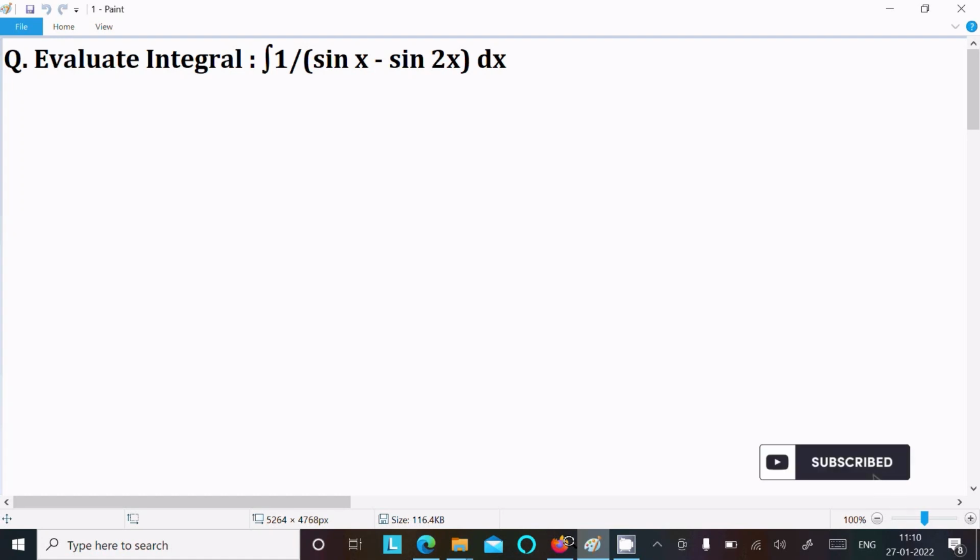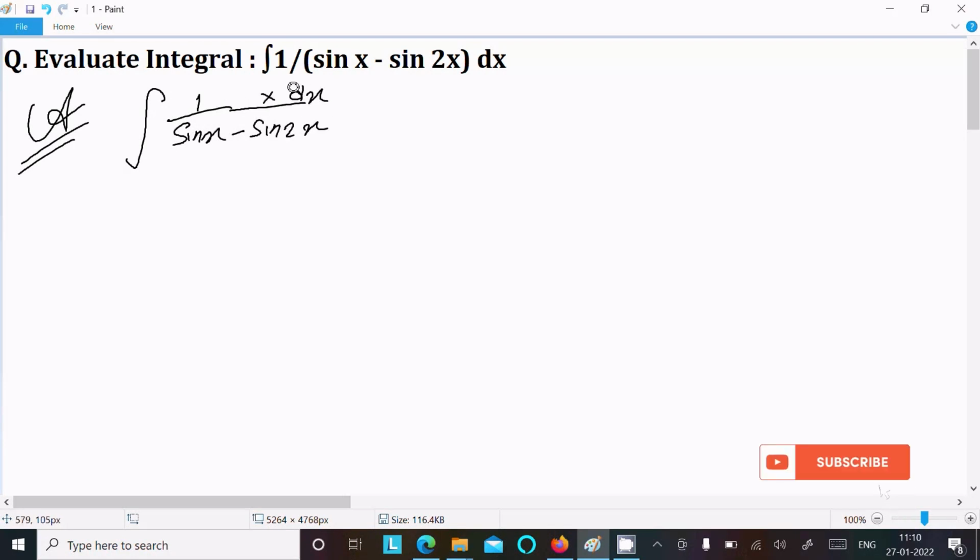Today's lecture, I'm going to evaluate this integral: 1 divided by sin x minus sin 2x. So let's see the answer. First, you write the given: integral of 1 divided by sin x minus sin 2x, dx. So this is the given.